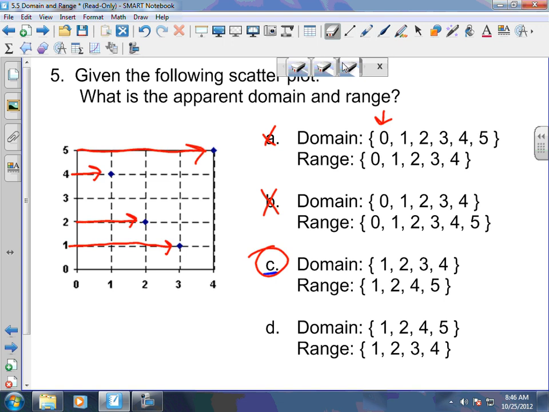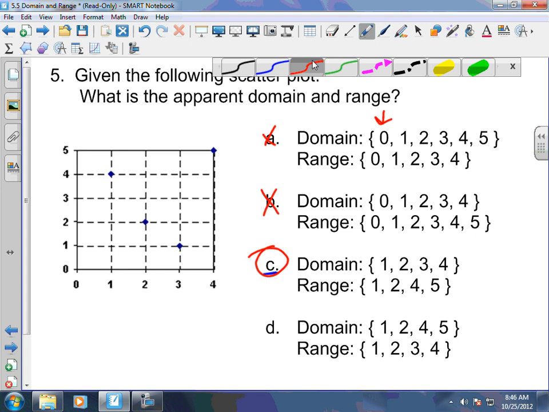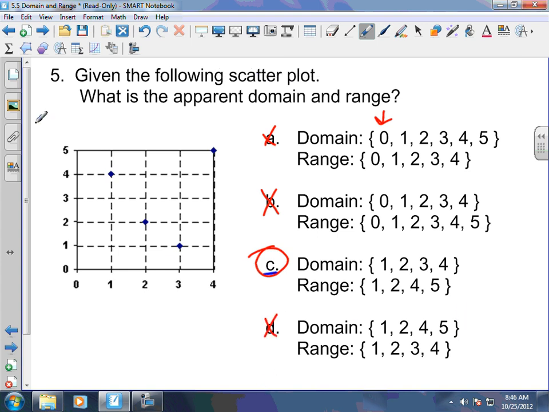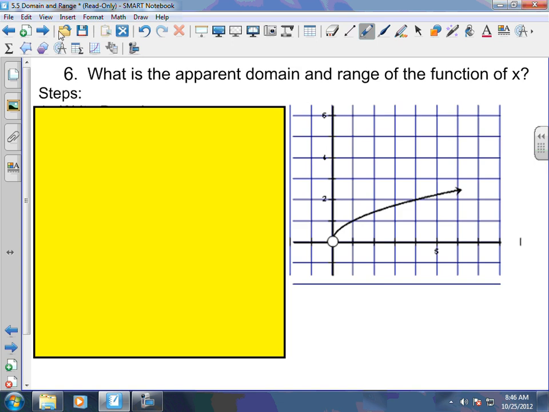Now, just stick with me. I want to show you why D is wrong. D, go across your domain. There is a point at 1. There is a point at 2. There is a point at 4. There is no 5, is there? That can't be right. Okay.